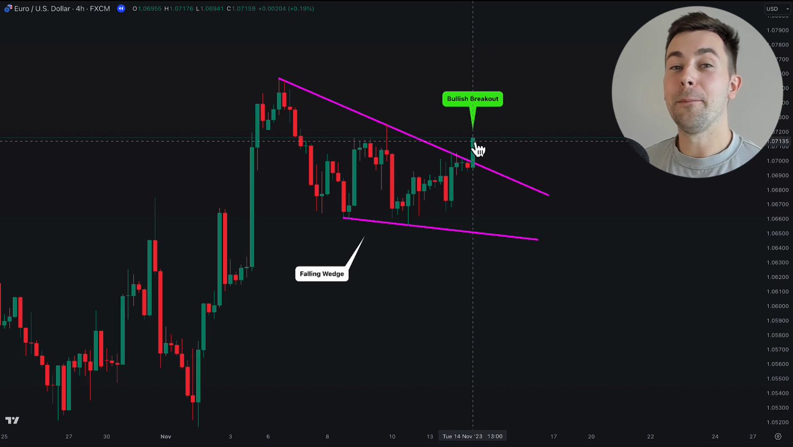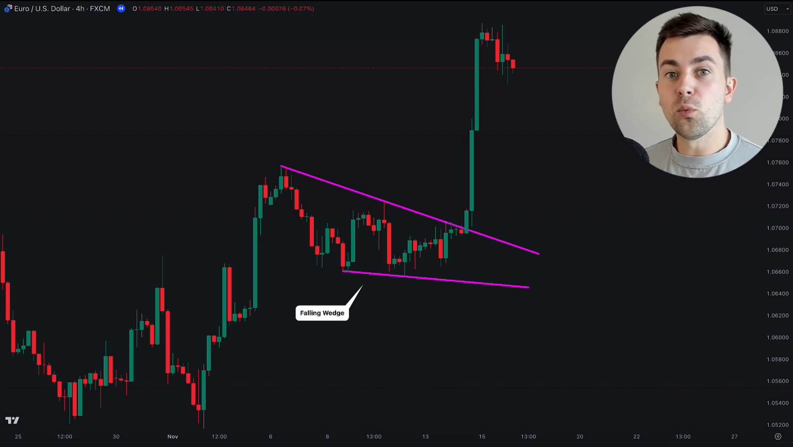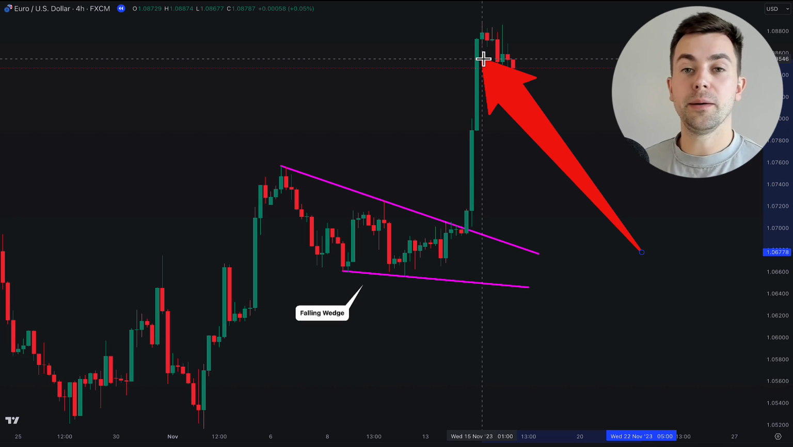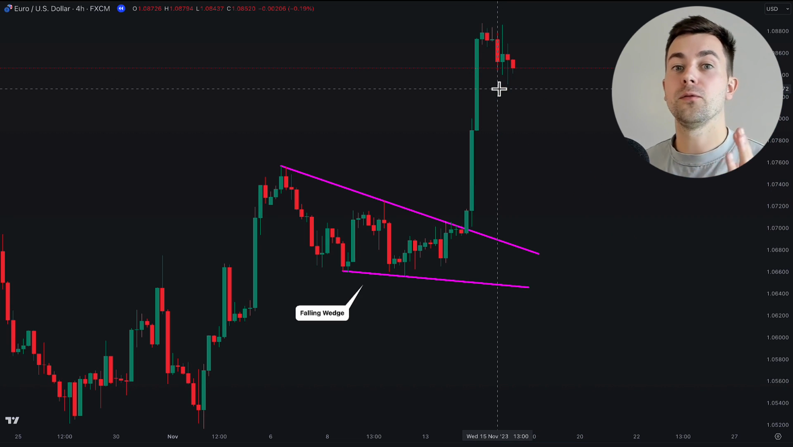Here we have a bullish violation of the resistance of the wedge, and it indicates a highly probable bullish continuation. And you can see, traders, that after the violation of the resistance of the wedge, we saw a very impulsive bullish movement, and for you, it could be a very nice and strong bullish signal.